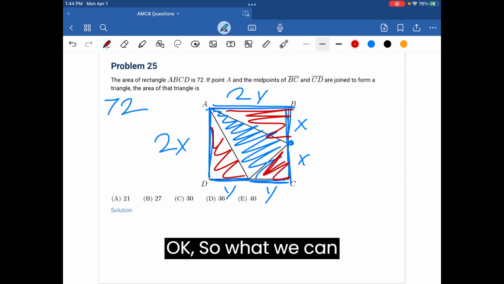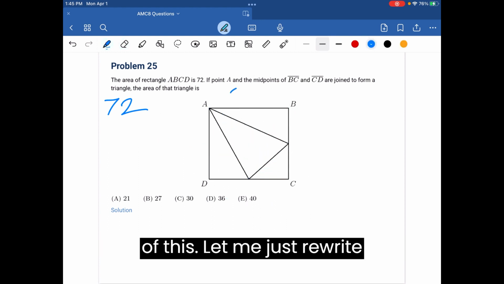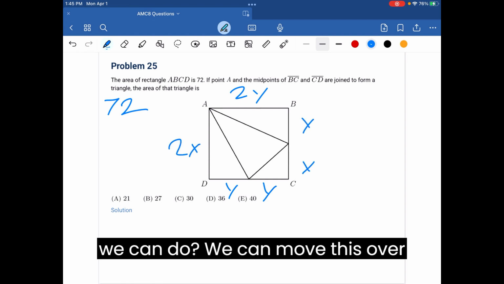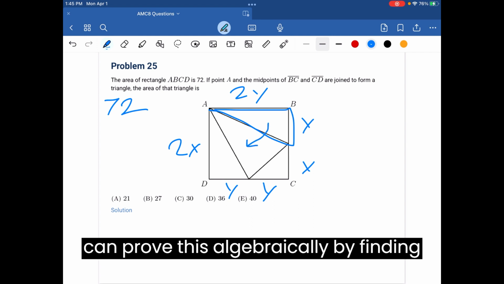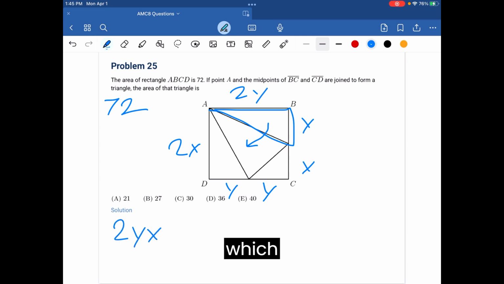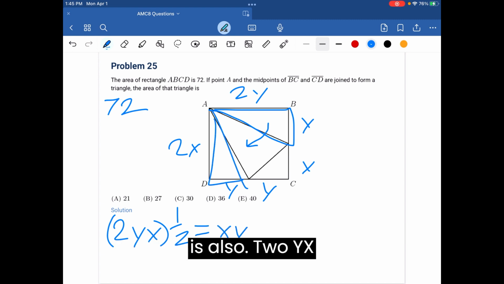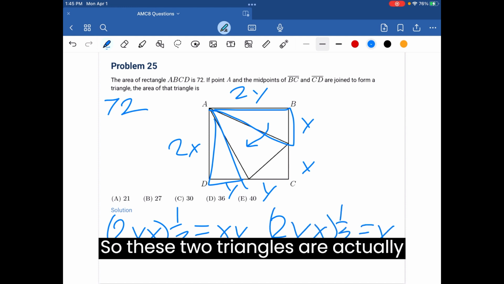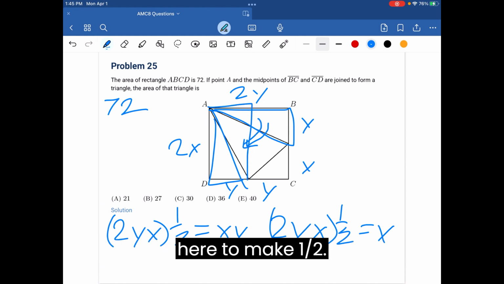Okay, so let me just quickly erase all of this and rewrite this: y, 2x, x. What we can do is move this over here, because these two are the same. And we can prove this algebraically by finding the area of this triangle, which is 2yx times a half, which is just xy. And then this triangle is also 2yx times a half, which is xy. So these two triangles are actually congruent. So we can move this over here to make a half.